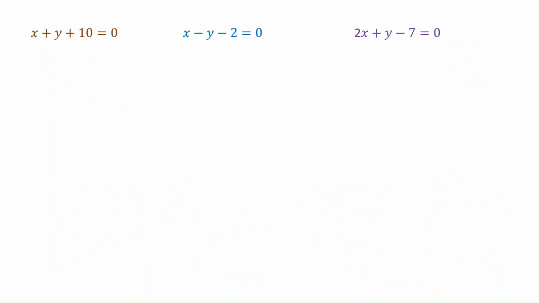So to find the points using these three sides, initially we have to find the vertices. For that, we will find the point of intersection of these lines. We'll take two sides at a time and then we'll find the point of intersection. Now let us consider the first two equations, that is 1 and 2. The first equation is x plus y plus 10 equal to 0, and the second one is x minus y minus 2 equal to 0.